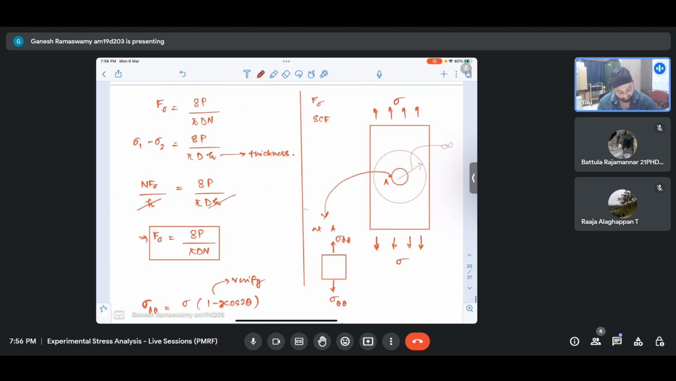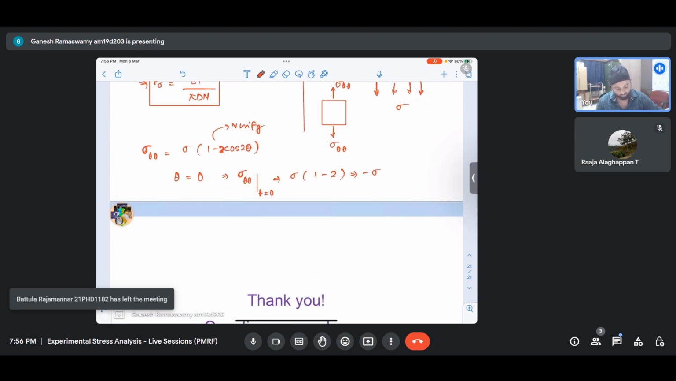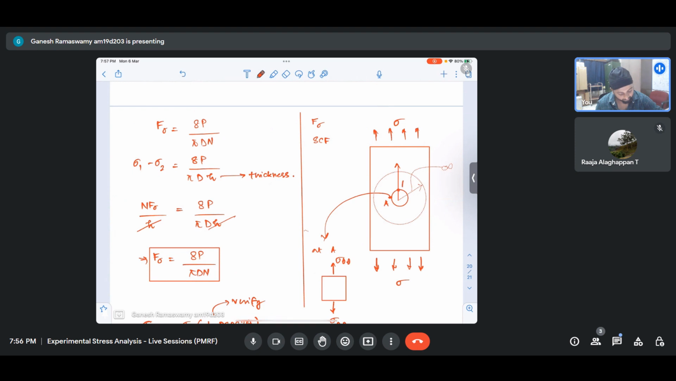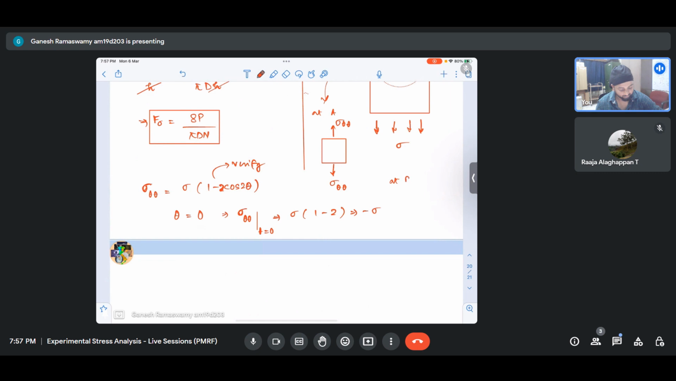So the coordinate system will be like this. Okay. So this will be theta equal to 0. At point A, theta will be equal to 90 degrees. I am telling you from what I remember. You can revisit this. Essentially, this is how it will be solved. So what this implies is, let me call this point B. So at B, theta is equal to 0, which implies sigma theta theta there is minus sigma.